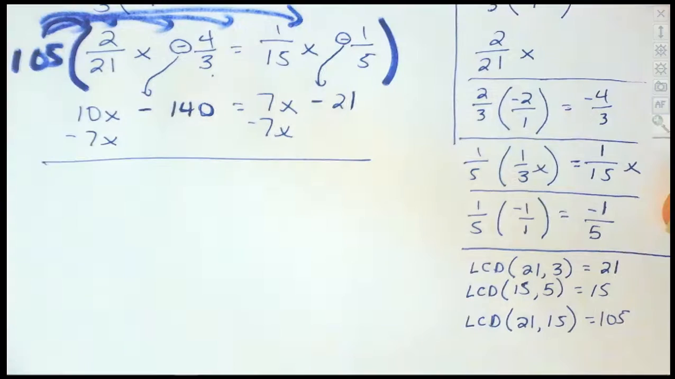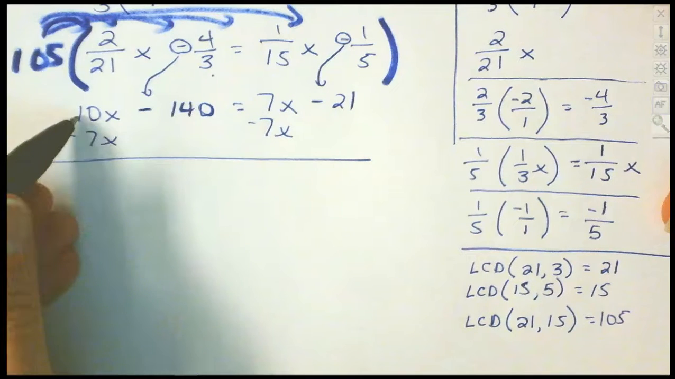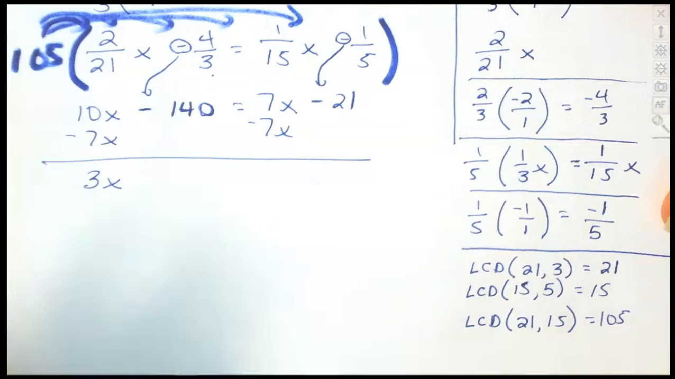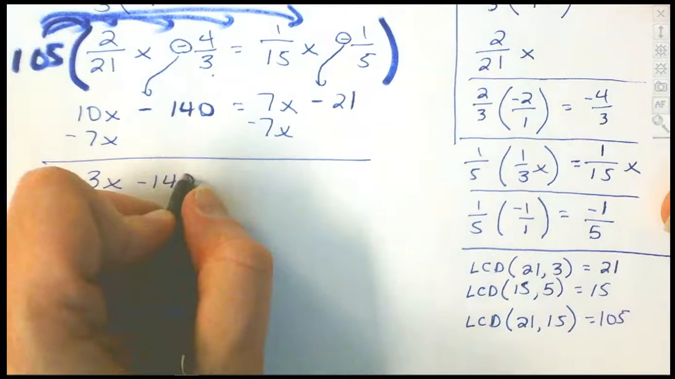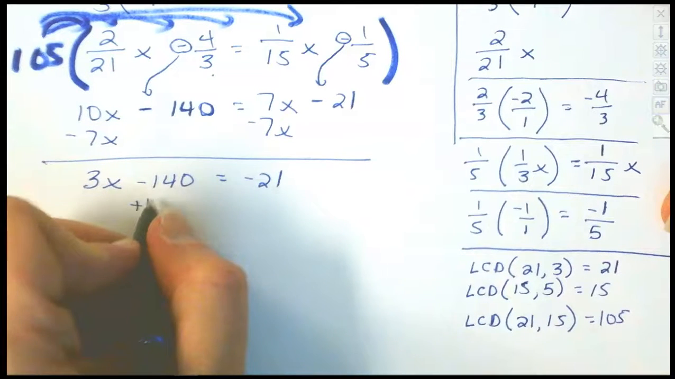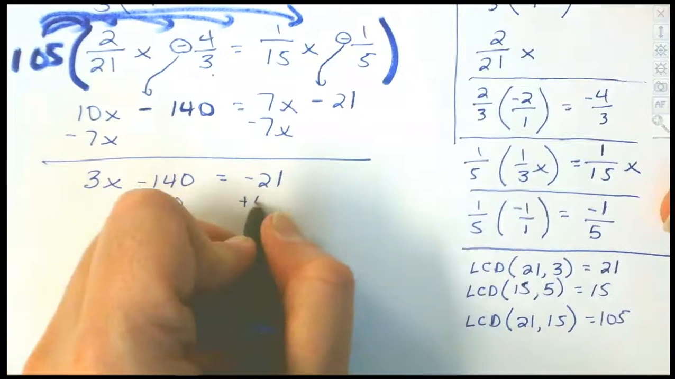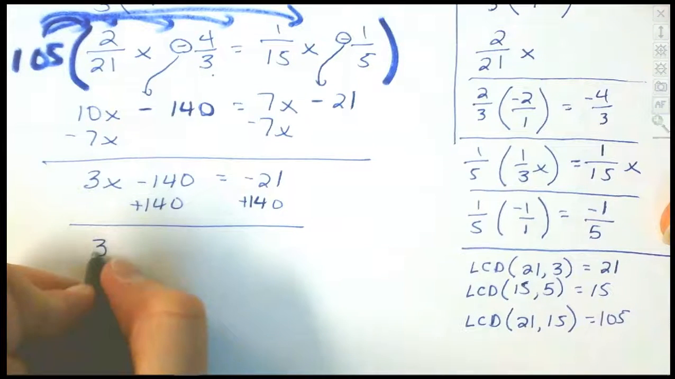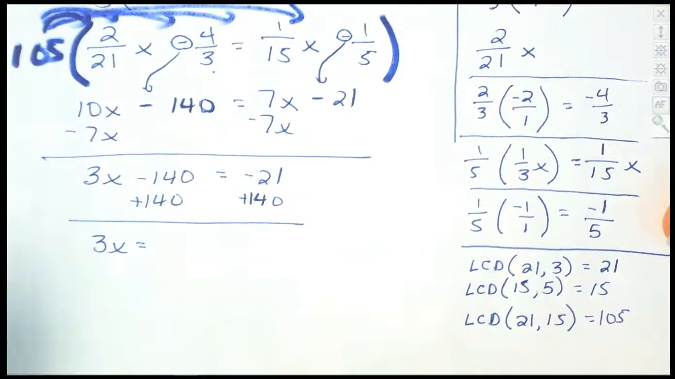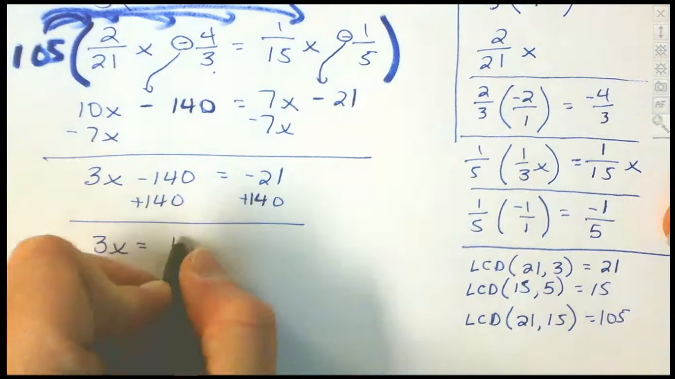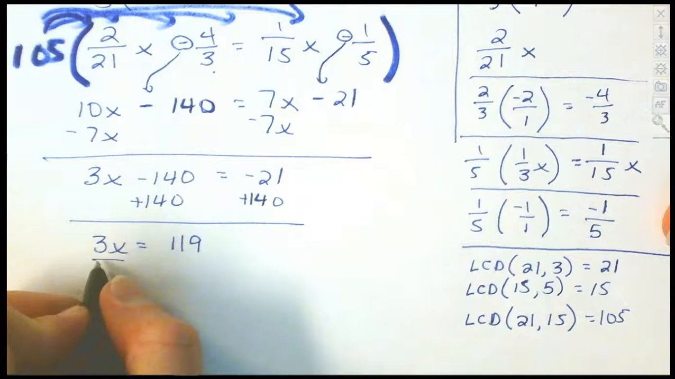Watch your signs. 10 minus 7x, that makes it a positive 3x. We'll bring the 140 down, and it's negative. So we're going to move it over by adding 140. So make sure you add that 140. So now we've got 3x, and we've got 140 minus that 21. That gives you a 119. We're going to divide that by 3.